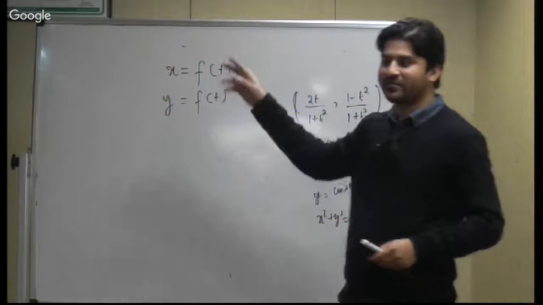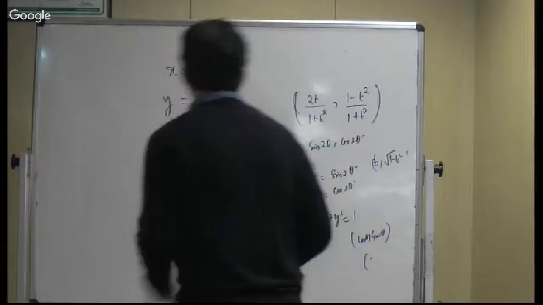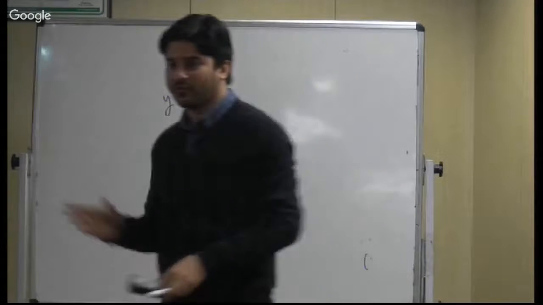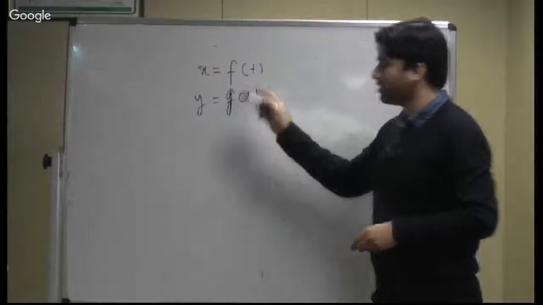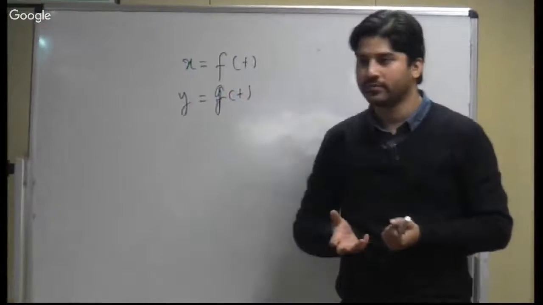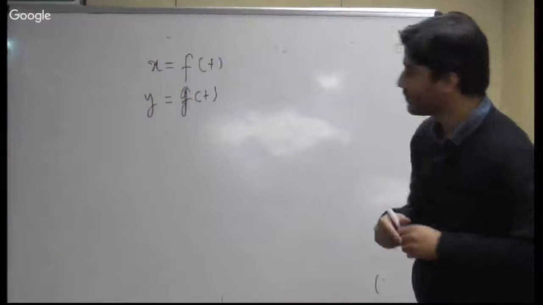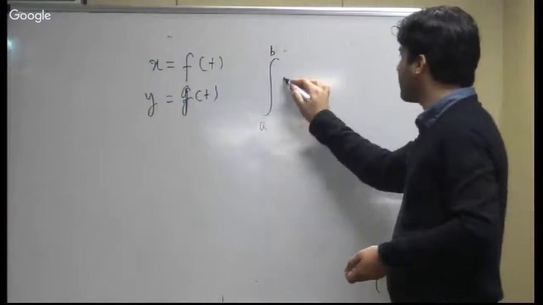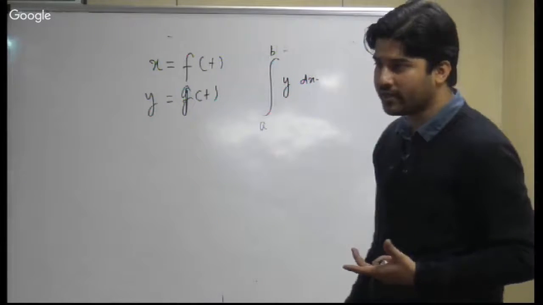In case it's very difficult to eliminate, then what to do? When we have to find the area, and it's very difficult, I put g of t. If I have to find the area and I'm not able to eliminate t, there can be chances that you won't be able to eliminate t. Then how to find the area? You'll simply do a to b. You have to find the area between a to b, and this is nothing but y dx. This is what the area is all about, and this is what we have to find, right?